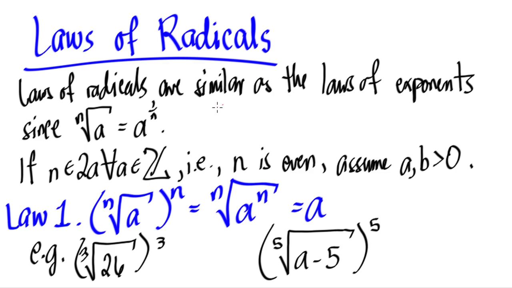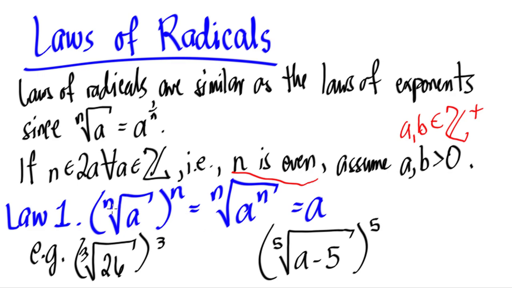So if n is even, and we will be assuming that a and b are greater than zero, that is, they are positive. Another way of saying this is that a and b are both in the positive integers. Okay, so let's have law number one first over here.